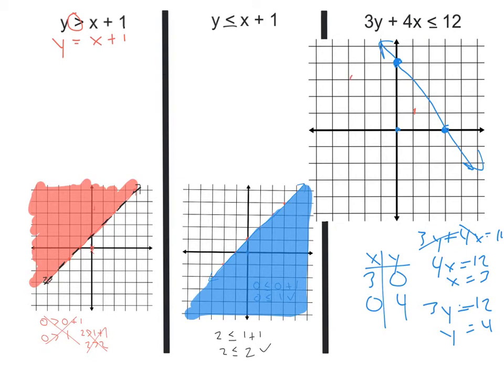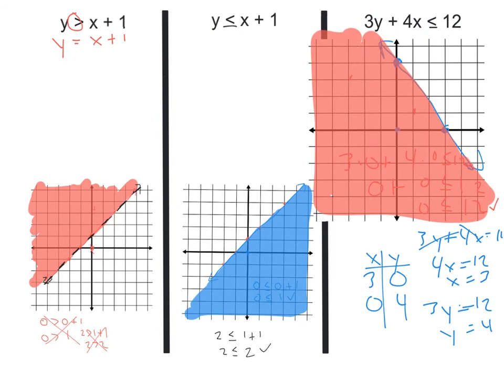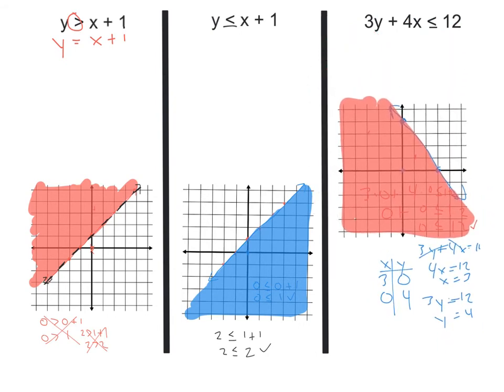So if I test 0, 0 here, I'll say 3 times 0 plus 4 times 0 less than or equal to 12. Well, that's 0 plus 0, and 0 is less than or equal to 12. That's true. So that means I just need to shade everything on this side of the line. Because 0, 0 is a solution, that means everything on the same side as 0, 0 is on the winning side. Okay? There you have it. That's how you graph the inequalities.